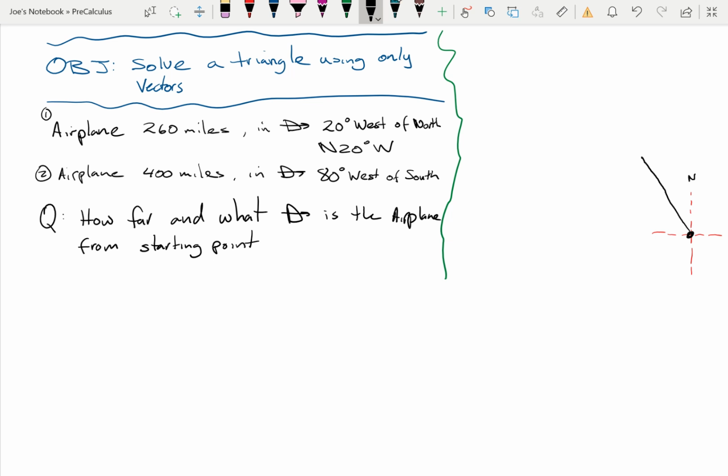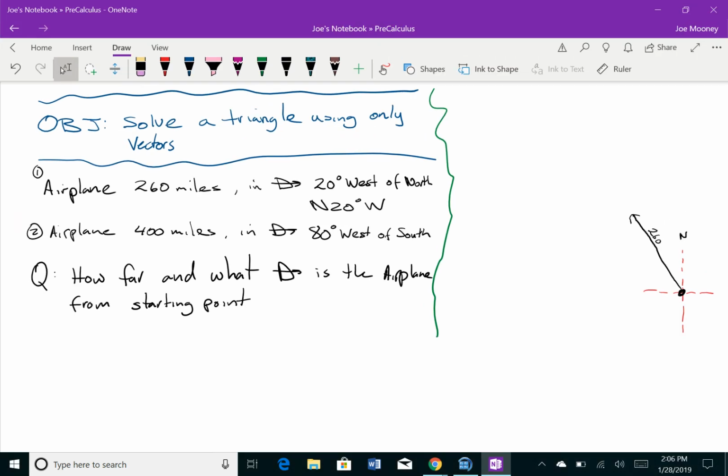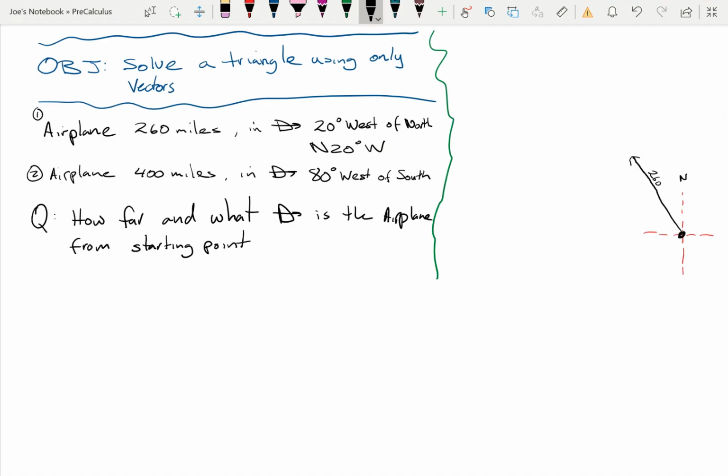I'll make it a little bit longer. I could make it bigger, but I don't want to run off the screen because I want to keep it reasonably to scale. It flies in that direction for, what did I say, 260 miles, the first leg. And this little angle right there is 20 degrees. It's 20 degrees west of north.